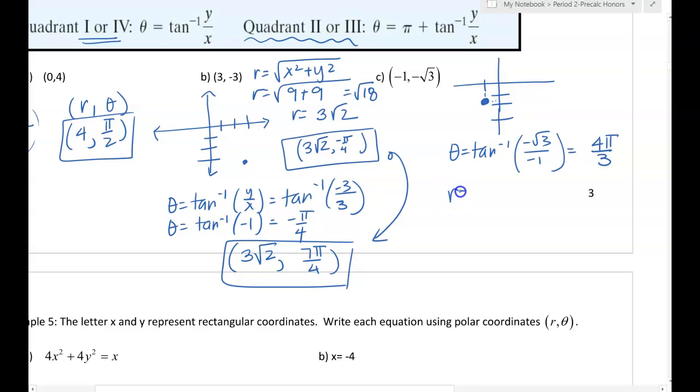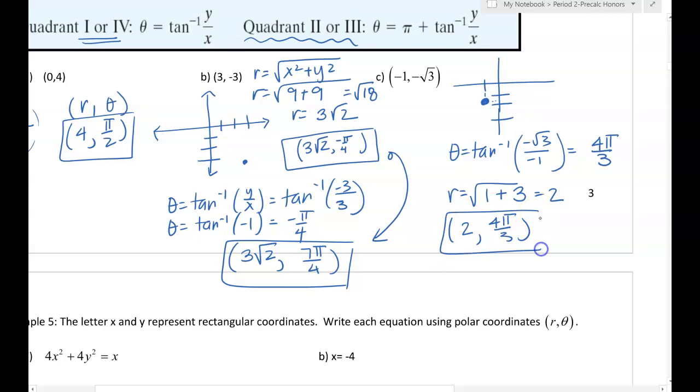Now let's find the radius. Radius is the square root of x squared, which is the quantity of 1 squared is 1, plus the quantity of negative 3 squared, which is now positive 3. Oh, I made a radical sign way too big. So that will give me a value of 2. So 2 comma 4 pi over 3.